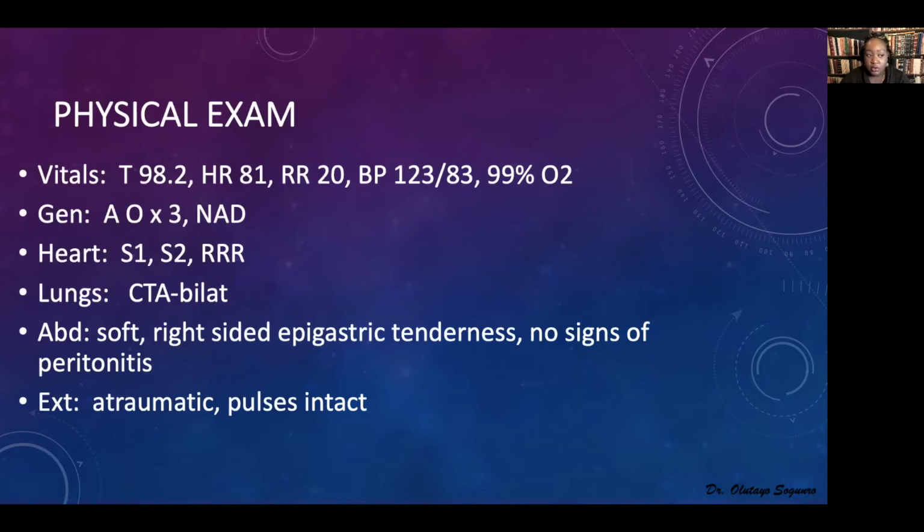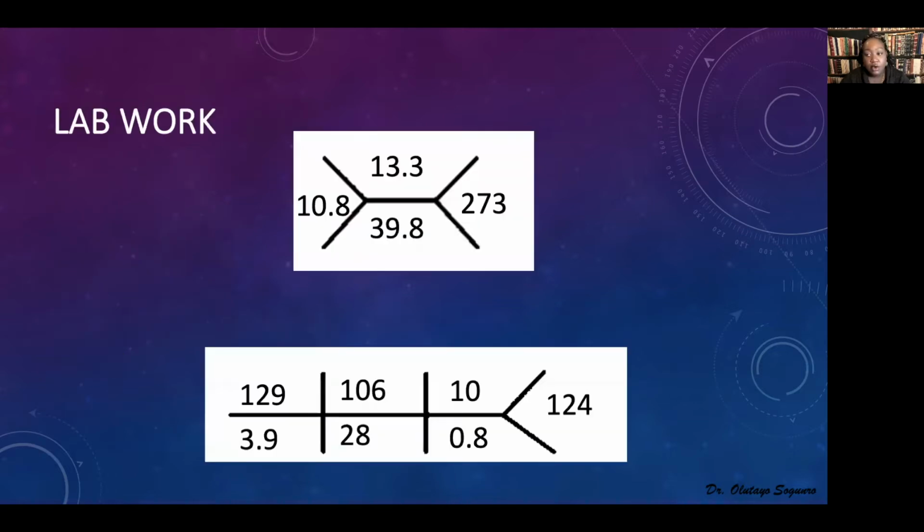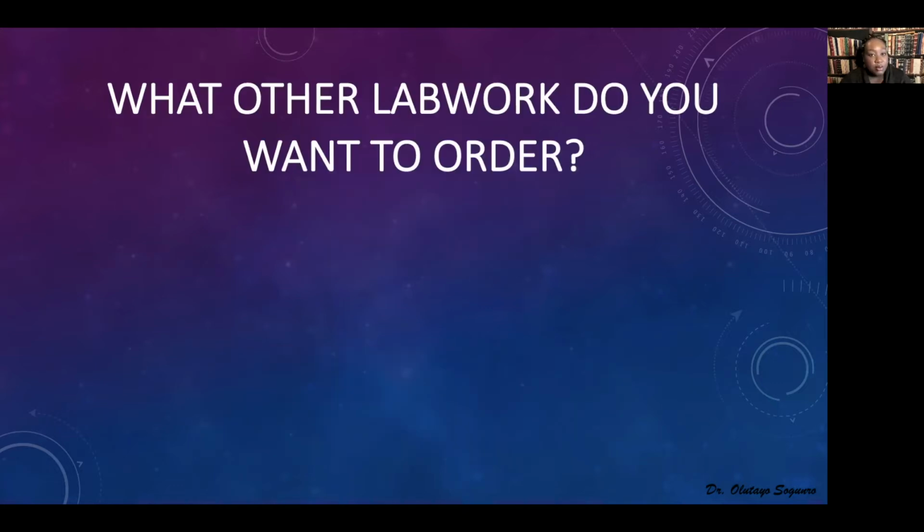Her vital signs are grossly normal, and her physical exam, for the most part, is normal, with the exception of her abdominal pain, which was right sided, and it was tender to the epigastrium with no signs of peritonitis. Her labs were also grossly normal in terms of her CBC and her BMP. What other lab work do you want to order?